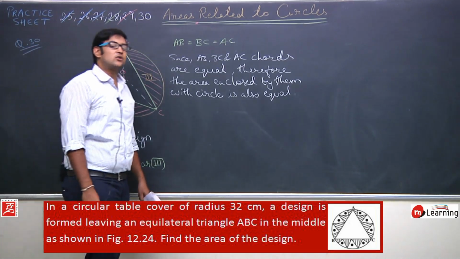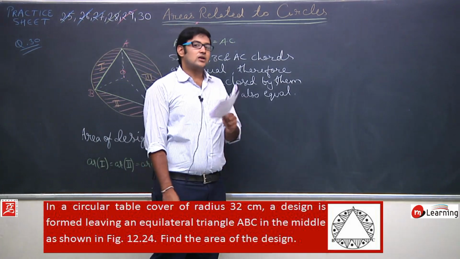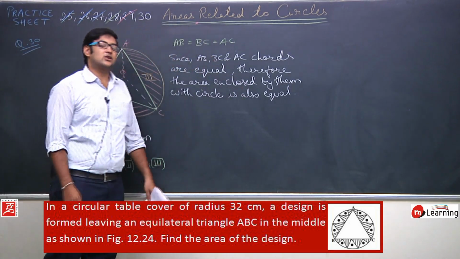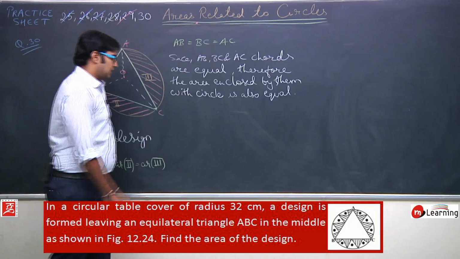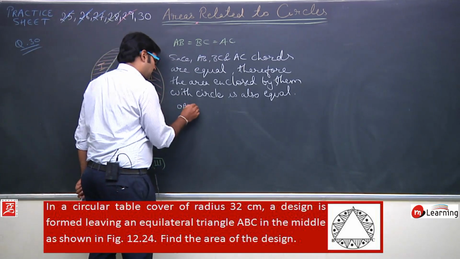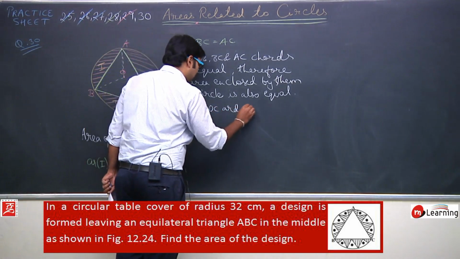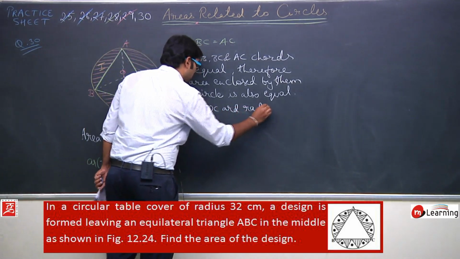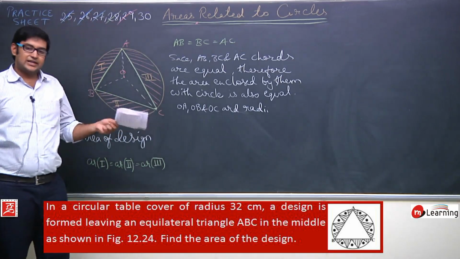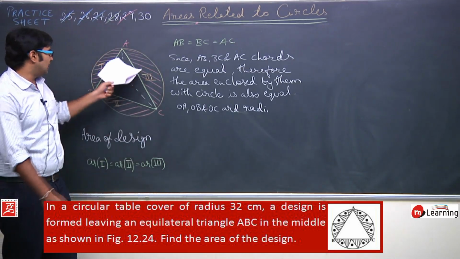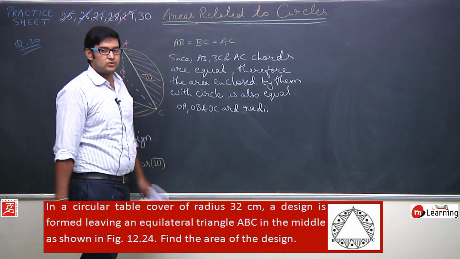OA, OB and OC are the radii of this circle. Now, is the radius given? Yes, the radius is given as 32. So any of these values is equal to 32.